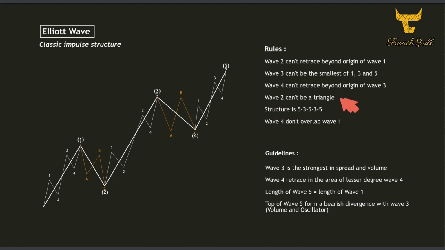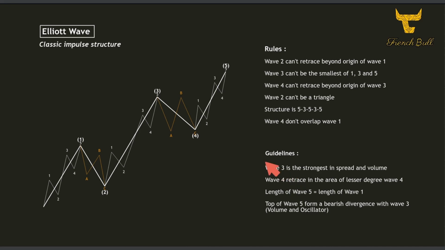Wave 2 can be a triangle, so same. We will go into different kinds of corrective movements in further lessons. There is one that we call a triangle. Wave 4 can be a triangle, but wave 2 can't be a triangle. The structure is what we call 5-3-5-3-5, because first is impulsive in 5 waves, and corrective, we call this 3. In specific corrective moves, there are more than 3 moves, but we note this as a 3-wave move.